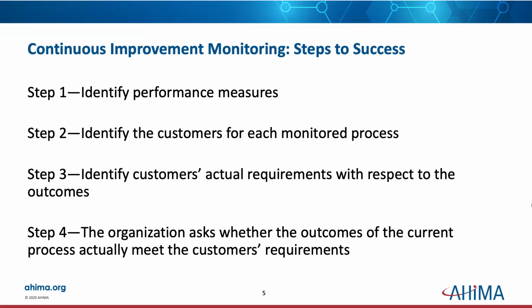So as I said, there are 4 steps here that we need to know about the continuous improvement monitoring, steps to success that they cover here in chapter 3. We've got to identify performance measures, identify the customers for each process, identify the customer's actual requirements with respect to the outcomes of those processes, and then step 4 would be asking the question whether the current processes actually meet the customer's requirements.